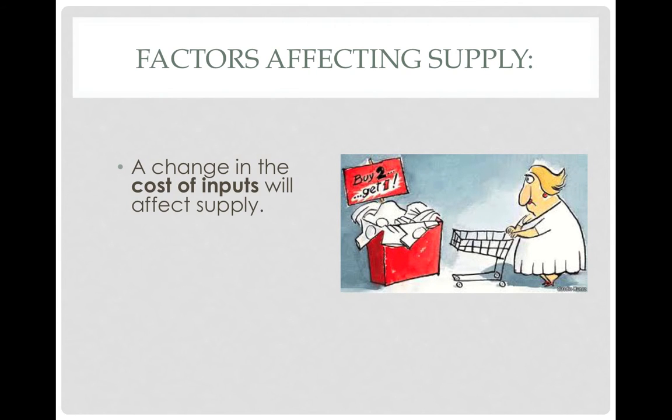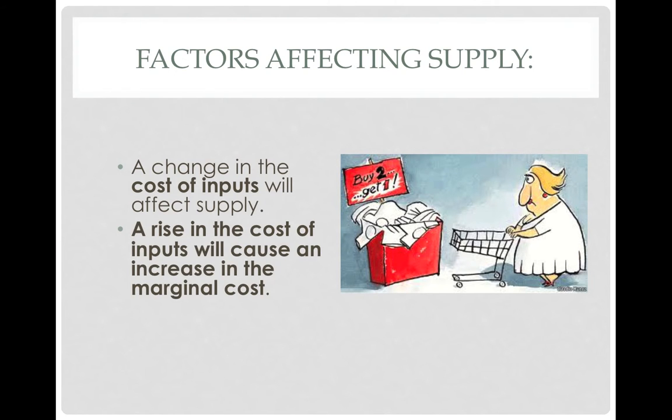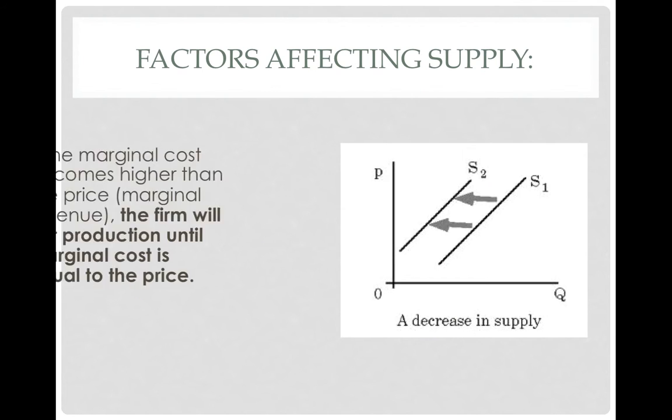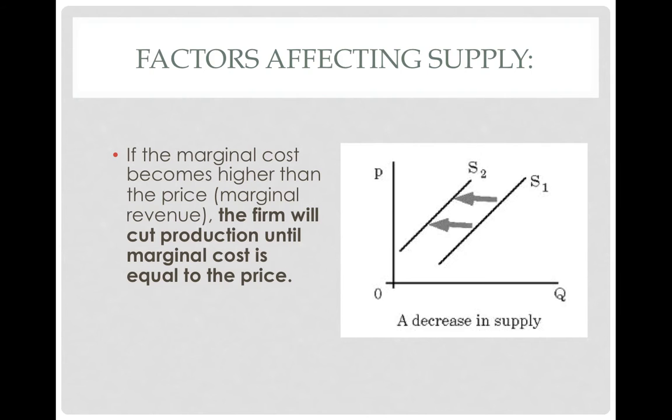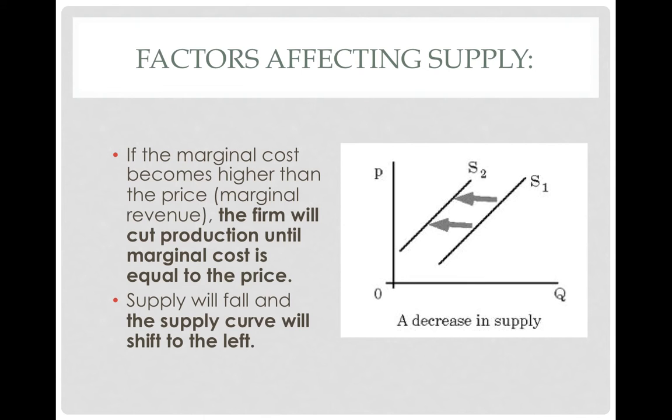A change in the cost of inputs will affect supply. A rise in the cost of inputs will cause an increase in the marginal cost of producing that item. The marginal cost becomes higher. If the marginal cost becomes higher than the price, that is the marginal revenue, the firm will cut production until the marginal cost is equal to the price. So the supply curve will shift to the left, as you can see in the diagram. And that will indicate that supply is falling anytime the supply curve shifts to the left.